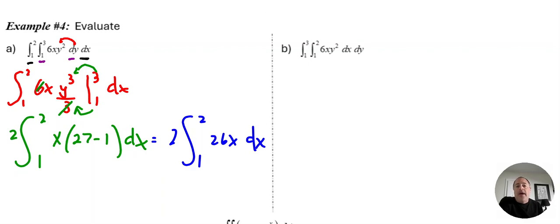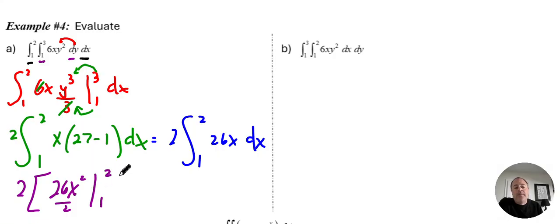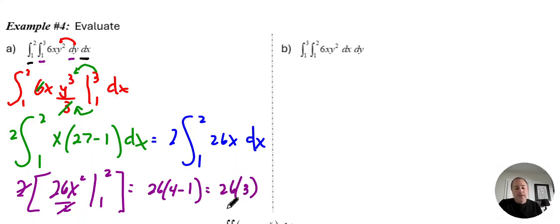Okay? And then all we're going to do now, back to basic calculus, is integrate 26x. It's just 26x squared over 2, and we're going to evaluate that from 1 to 2. And guess what, the awesome thing happens? Those 2's cancel out. So we're left with 26 times 4 minus 1, which is 26 times 3, which gives us the good old answer of 78.